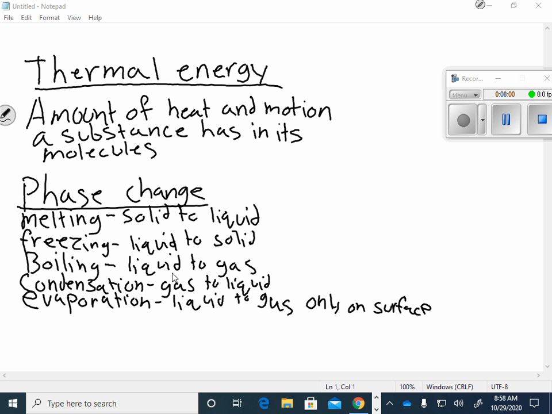Then we have one more, which is sublimation. I was going to bring my cooler so we could have dry ice and I can show you sublimation, but I forgot my cooler, so I apologize. But maybe I'll bring it Monday. So sublimation is solid to gas. When a solid turns straight to gas, it never goes to liquid, it just goes straight to gas. That is sublimation.